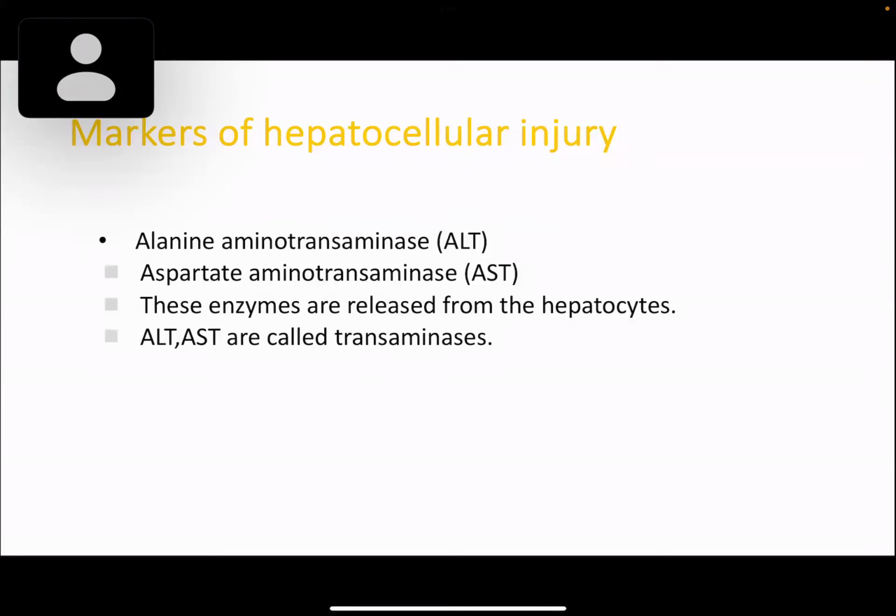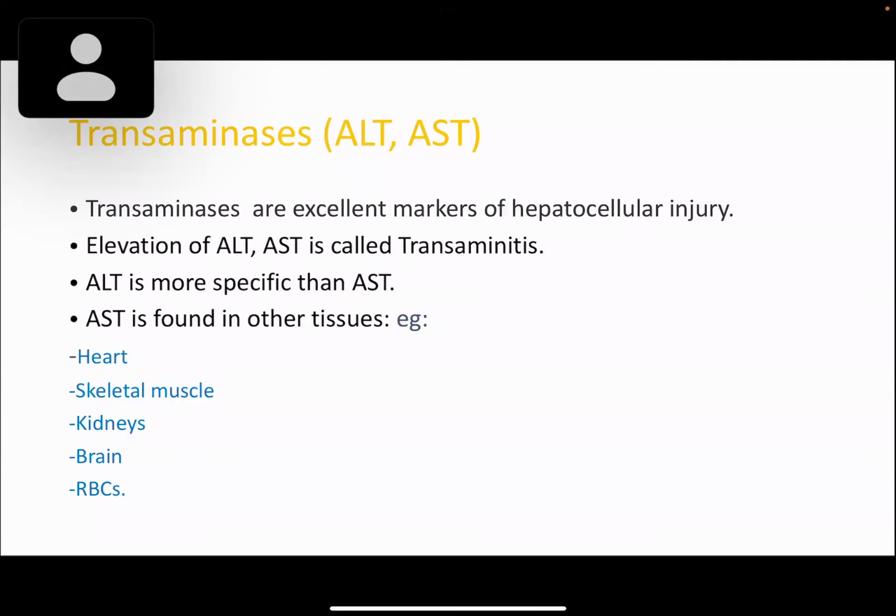Important markers that can point to hepatocellular injury, inflammation, or damage include alanine aminotransferase and aspartate aminotransferase. Both these enzymes are called transaminases, and they are released from the hepatic cells or hepatocytes. Having elevation of ALT and AST is called transaminitis.